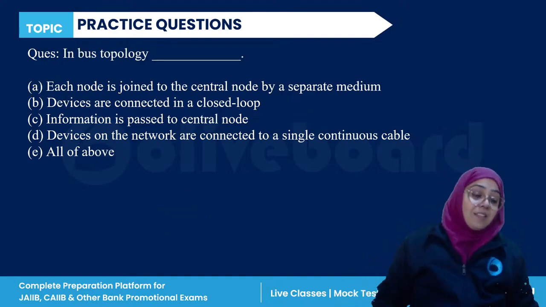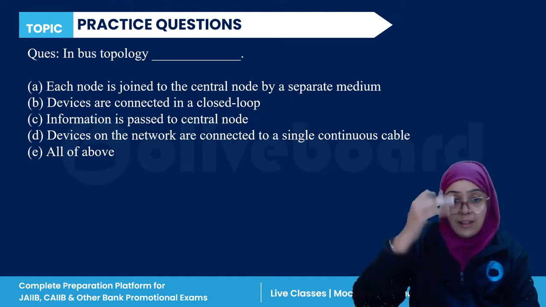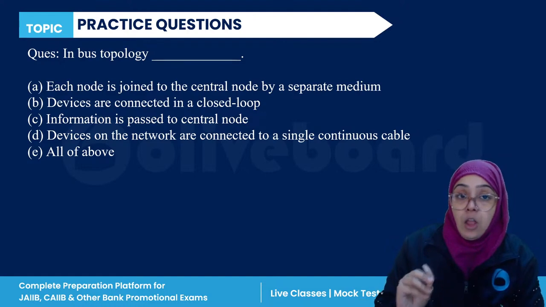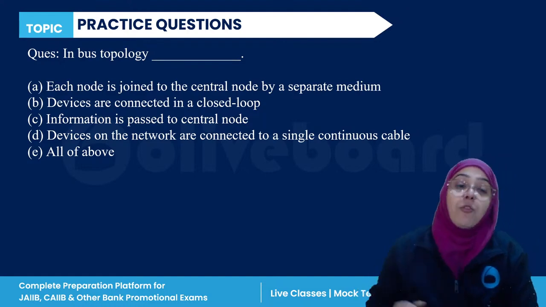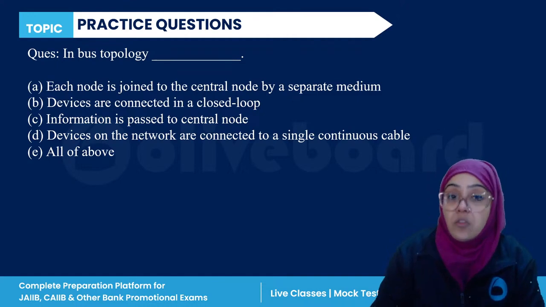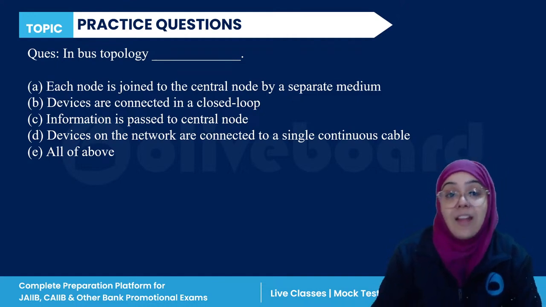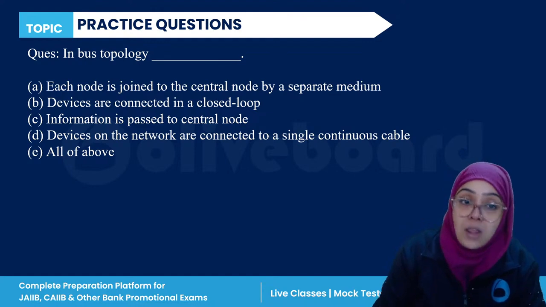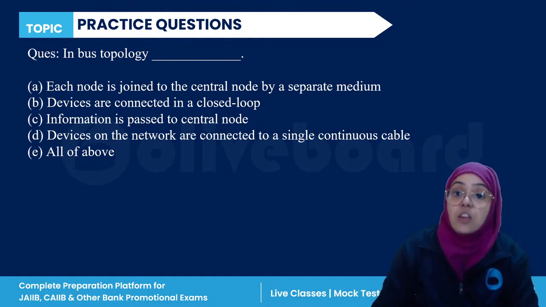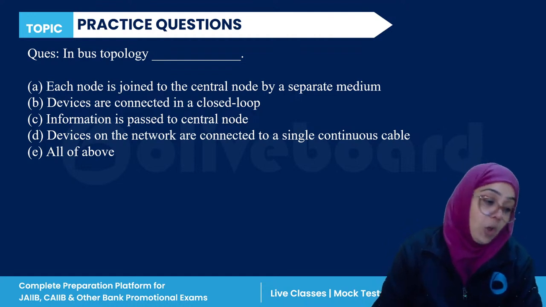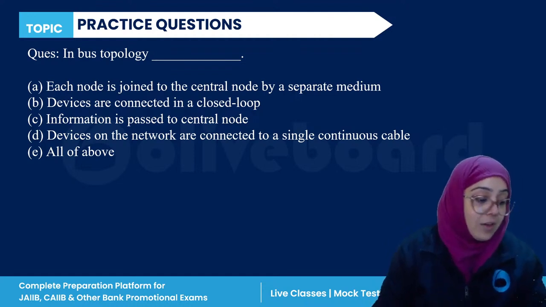Next, in bus topology, again four options are given. What is the main characteristic of bus topology? Each node is joined to a central node by a separate medium. Devices are connected in a closed loop. Information is passed to the central node. Devices on the network are connected to a single continuous cable, or all of the above. In bus topology, what is the main characteristic?